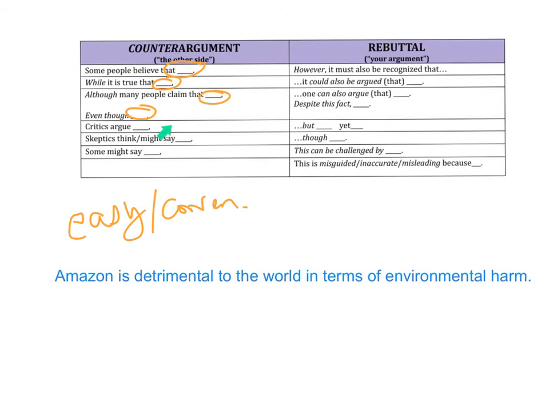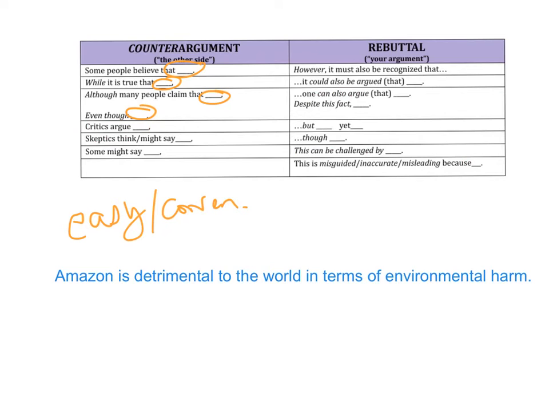Critics argue that, and fill it in, critics argue that Amazon is easy or convenient. And then I could come down here and say the one that's not directly across from it. This can be challenged by the fact that Amazon is detrimental to the world in terms of environmental harm. Another one might be that critics argue that Amazon is easy or convenient. This could be challenged by the fact that it's environmentally damaging to the world. Critics argue that Amazon is easy or convenient. One can also argue that.